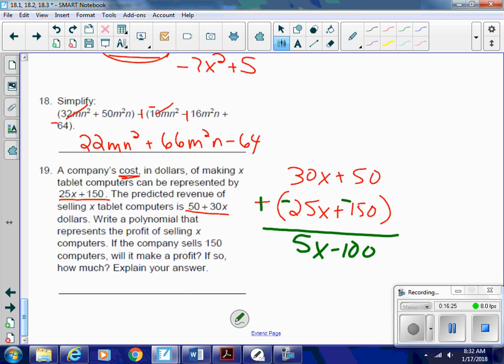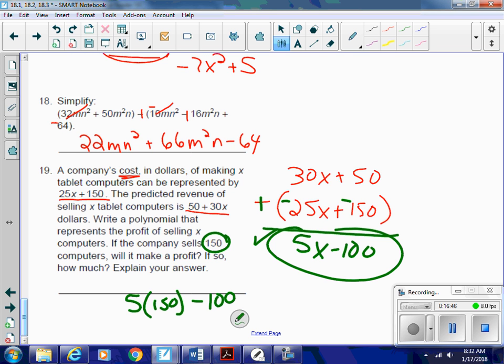And I think in the second part, they wanted us to find how much they're going to make if they create 150 computers. So this is the answer to the first part. And for the second part, you use that and plug in your 150 computers. Don't forget to subtract the 100. When I did, I came up with a profit of $650.